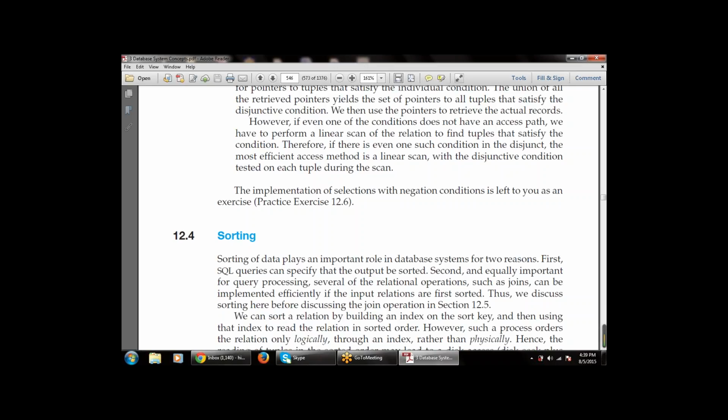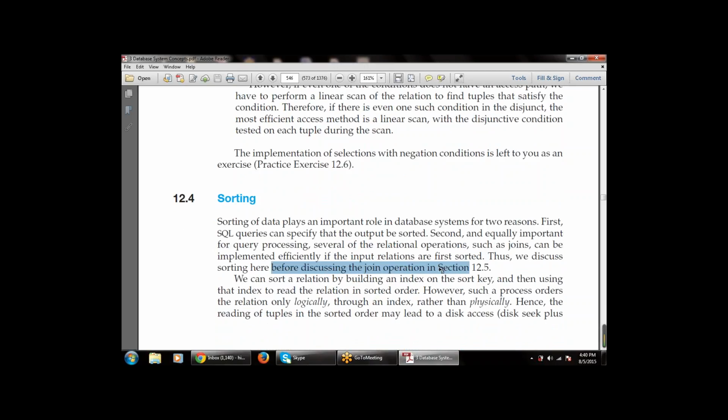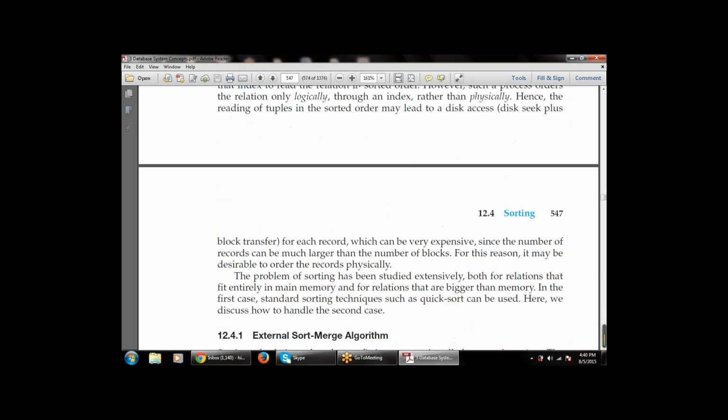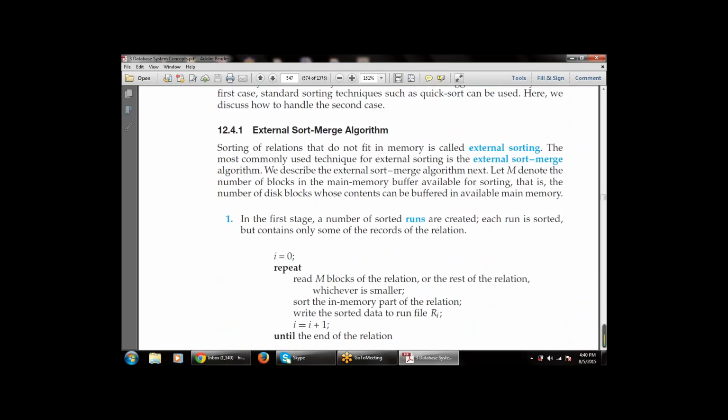Next, it is equally important for query processing. Several relational operations such as joins can be implemented efficiently if the input relations are first sorted. So we can easily join whenever the data is in sorted order. Therefore, we discuss sorting before discussing the join operation. There are two types of algorithms that will be used to sort.